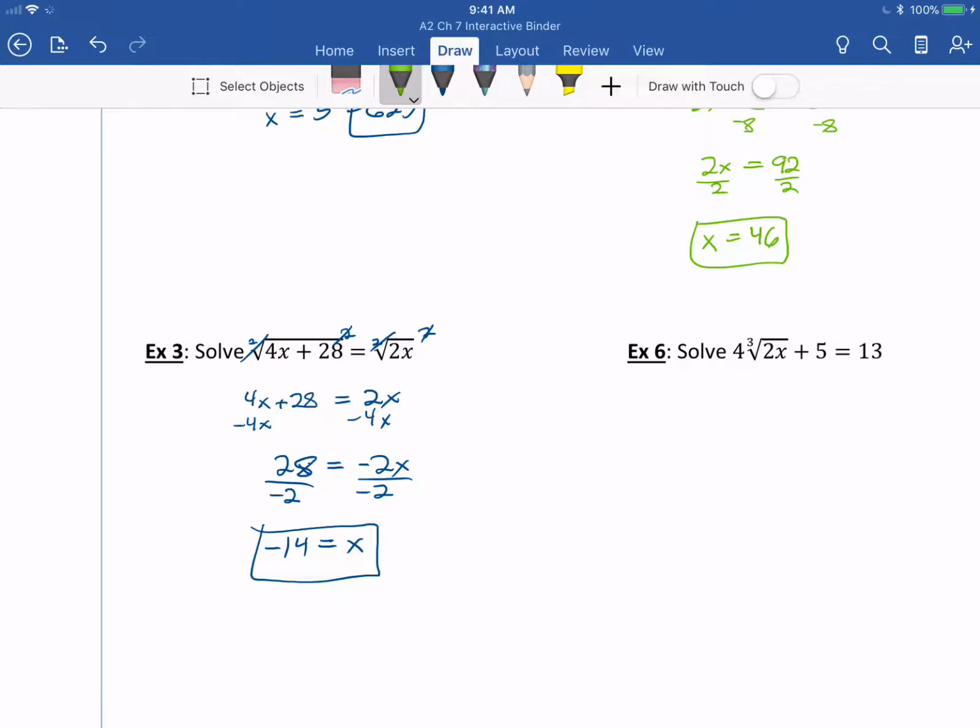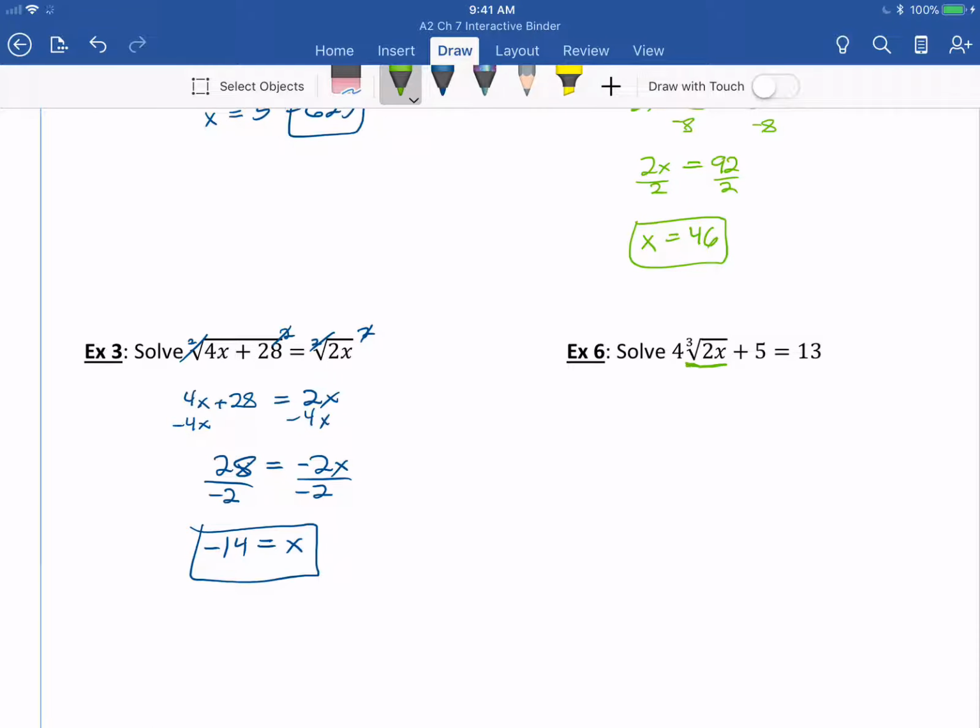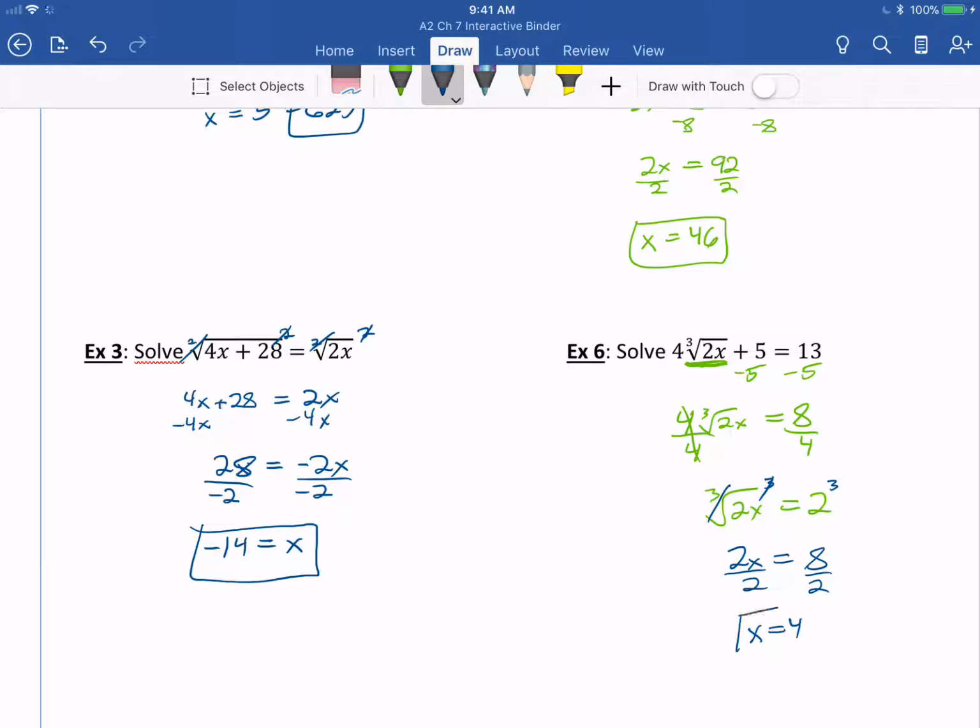Awesome. Now, number 6, my radical is this cube root of 2x. If I solve for x here, I want to subtract the 5 first. So now I have 4 times the cube root of 2x is equal to 8. Good. And now I have to divide by 4 here to get that 4 out. So now I have the cube root of 2x is equal to 2. Here's where the new part comes in today. If I have the cube root of 2x, to get that cube root out of there, I cube both sides. So now I have 2x is equal to 2 cubed, which is 8. Divide by 2, divide by 2, I get x is equal to 4.